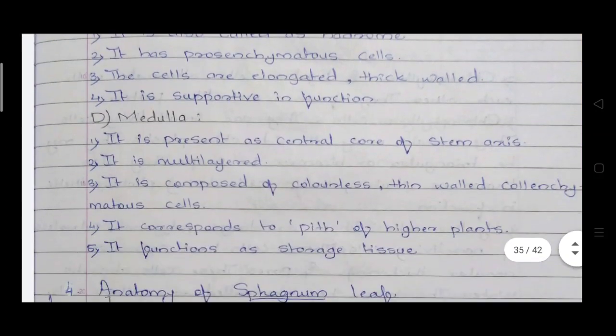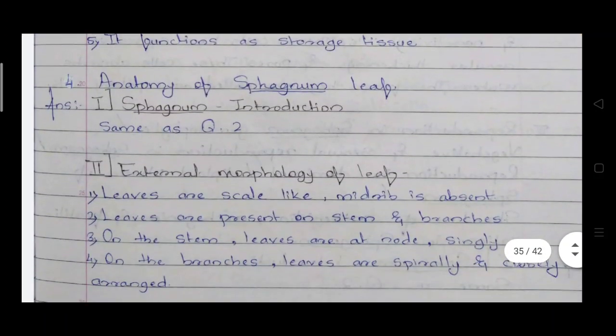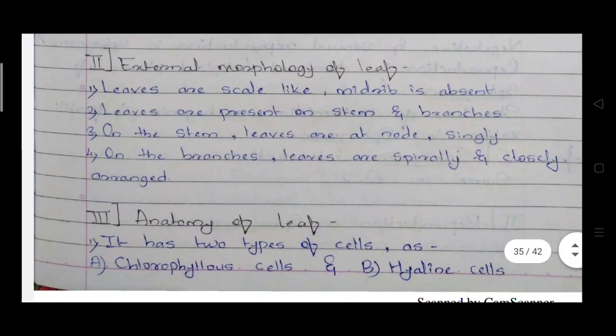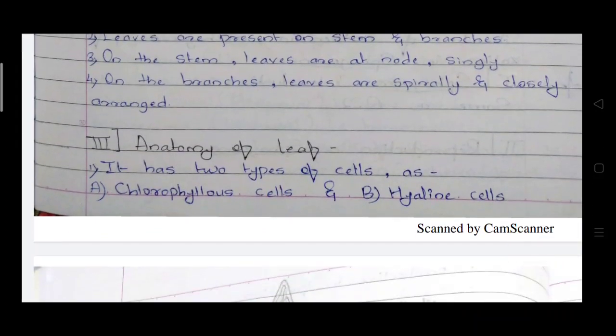Then next is the anatomy of the sphagnum leaf. As you know, I have already discussed with you the morphology of the leaf. The leaf of the sphagnum plant is scale-like, and a midrib is absent in this leaf. Mostly these leaves are present on the stem and branches. On the stem, single leaves are present at the nodal position, and on the branches the leaves are spirally and compactly arranged. So let's move towards the anatomy of the leaf.